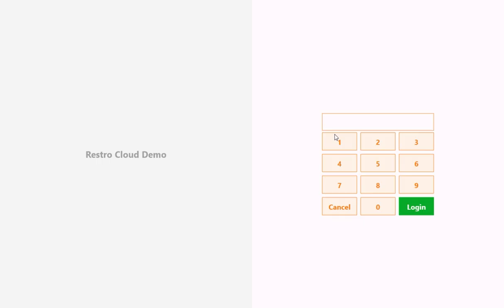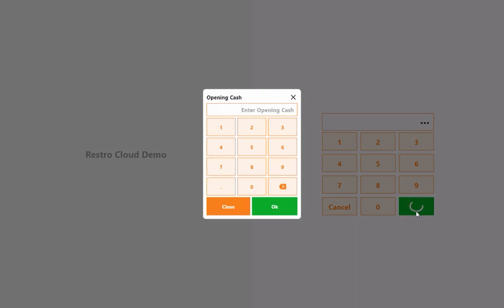Let's get started. Before taking an order, let's log into the system. The default login password is 123. After logging in, if the session is not open, the system prompts for opening cash. Enter the initial cash amount to start the session. This amount will be considered while calculating the closing session balance. Once entered, the system navigates to the home screen.